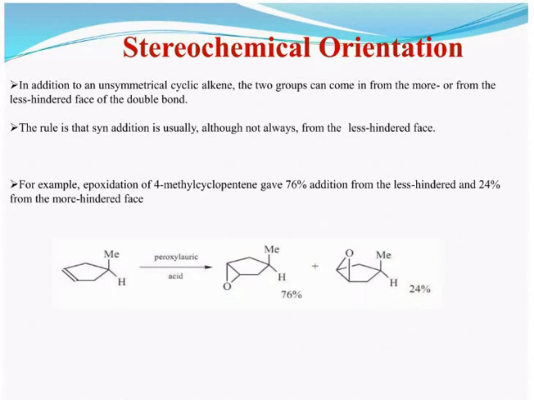Now stereochemistry and orientation. In addition to an unsymmetrical cyclic alkene, the two groups can come in from the more hindered or from the less hindered face of the double bond. The rule is that syn addition is usually, although not always, from the less hindered face. For example, epoxidation of 4-methylcyclopentene gives 76% addition from the less hindered face and 24% from the more hindered face. So look here, you have the double bond, you have the epoxide formation, so 76% and 24%.